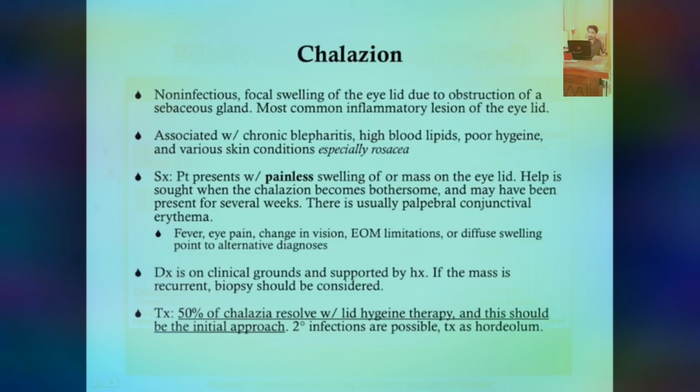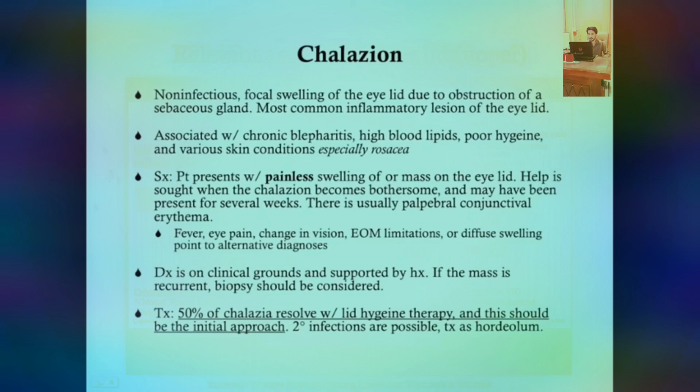So this typically presents as a painless swelling or a mass of the eyelid. Now initially when the chalazion develops, it can be painful, and if it gets large enough, it can be painful, but typically this presents as a painless swelling, painless mass. And usually the patient will seek help when the chalazion becomes bothersome, and that's typically once it gets large enough to either cause cosmetic problems where it's just unsightly, or if it gets large enough to where it's actually compressing the eye and causing visual difficulties. Likely this has been there for several weeks, or the patient won't be able to tell you how long it's been there because they lost track. If you retract the eyelid that the chalazion is on, you'll see conjunctival erythema.